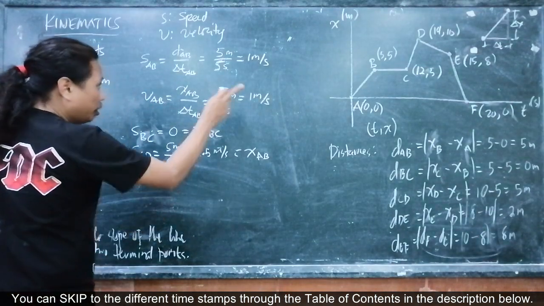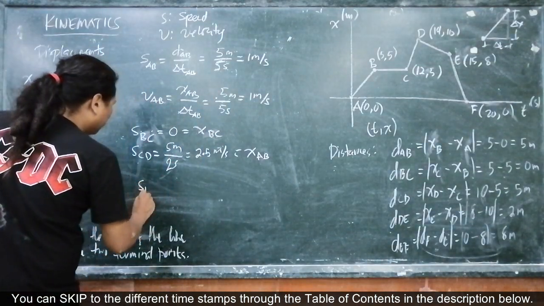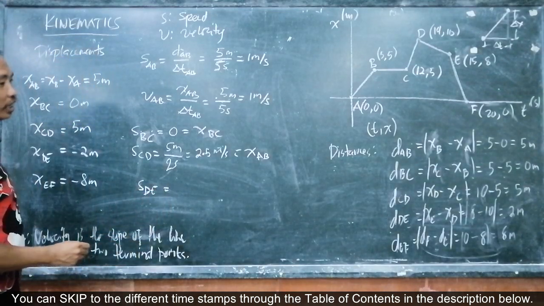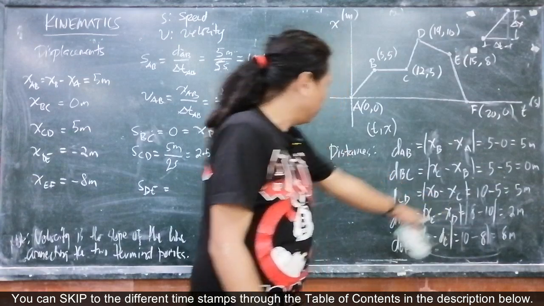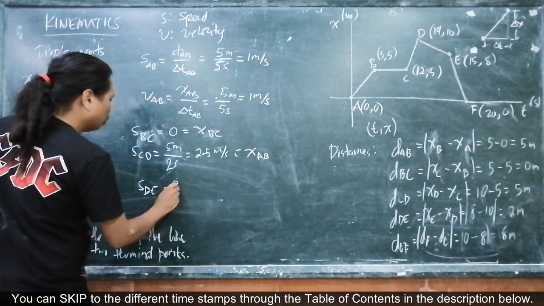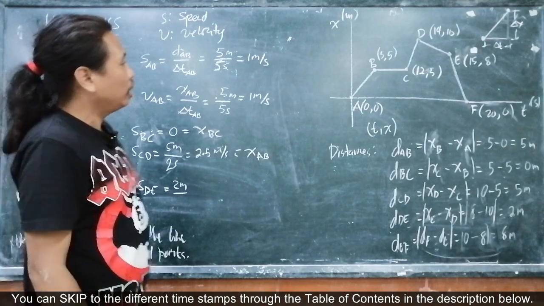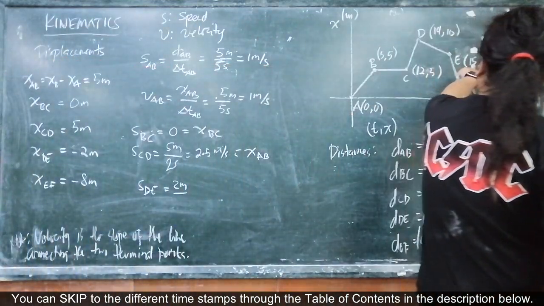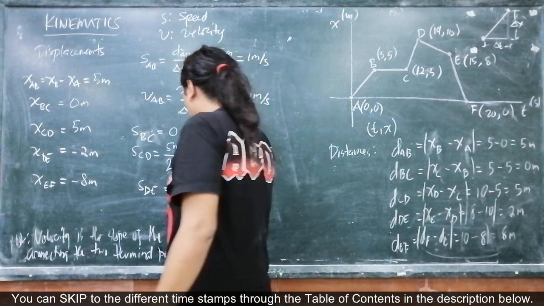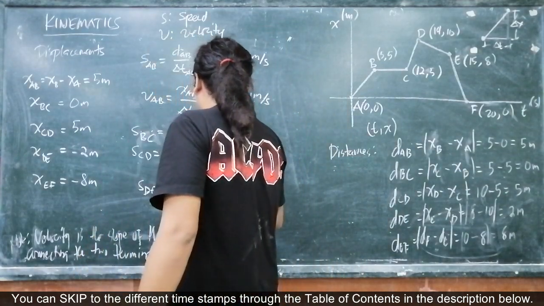Now, here is the difference. How about SDE? SDE is, okay, 2 meters divided by, what's the elapsed time? 15 minus 14. So this is 1 second. So this is 2 meters per second.